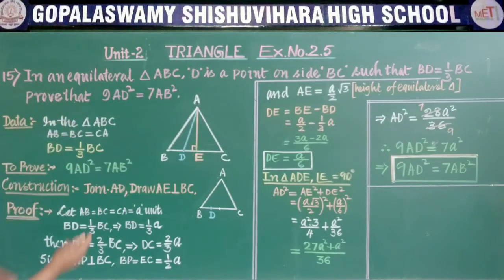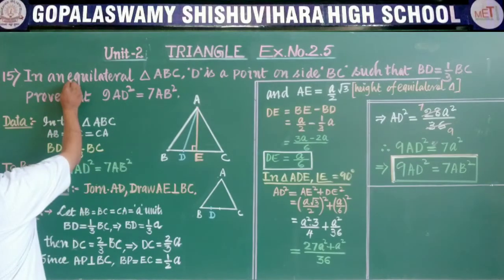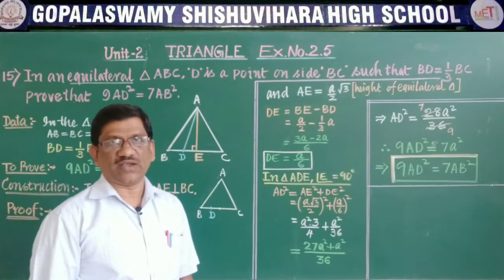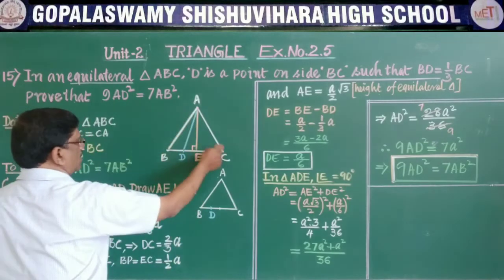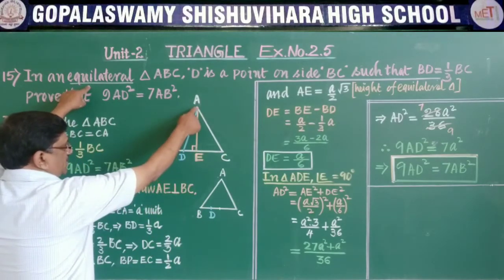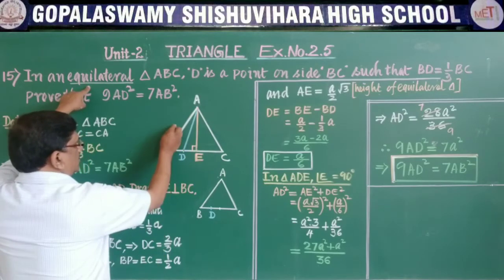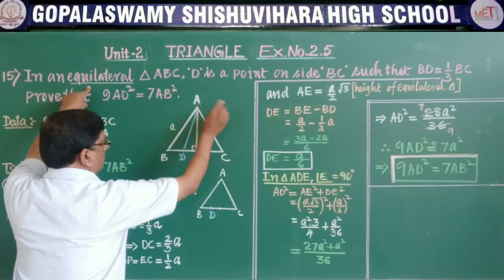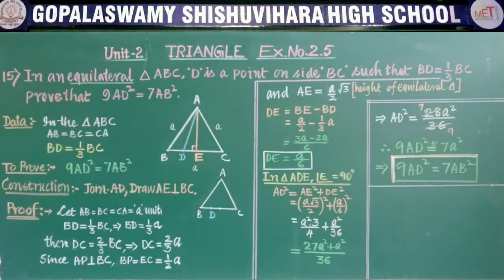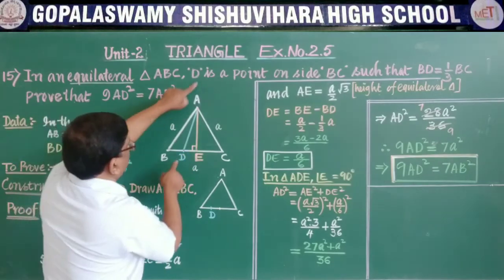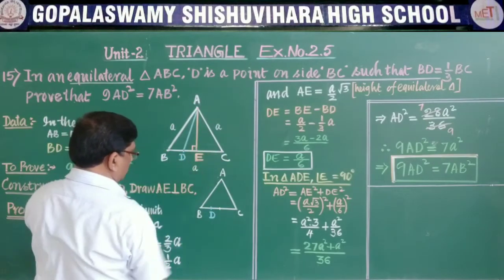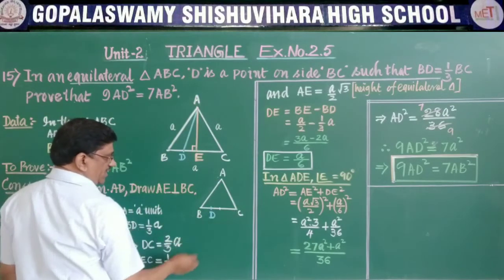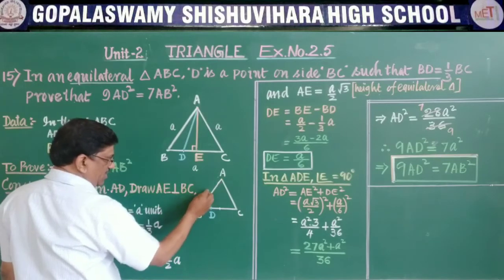So what is given here? First of all, it is an equilateral triangle. You know that an equilateral triangle is a triangle in which all sides are equal. So I have drawn the figure according to the statement. Here the triangle ABC is an equilateral triangle. Let all the lengths of the sides be equal to A units. Next, D is a point on BC. You see here, according to the statement, I have drawn the figure. That is, D is a point here.